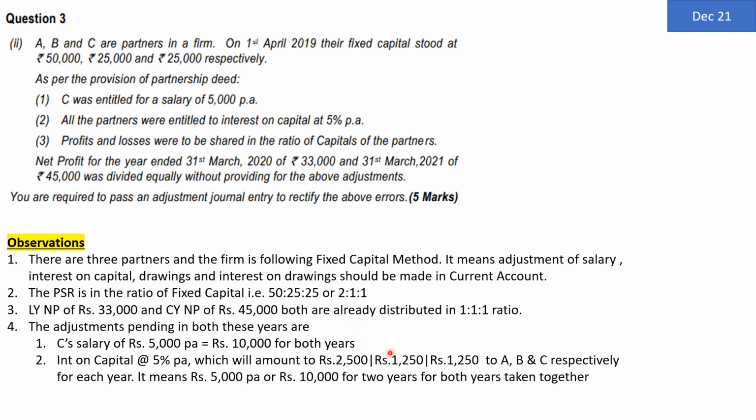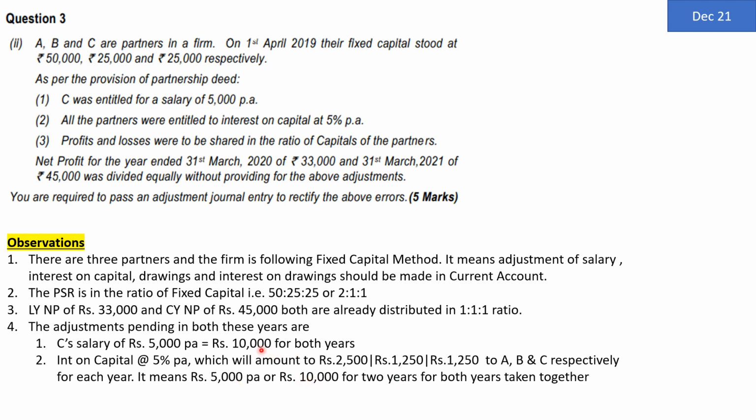25,000 into 5% is equal to 1,250, and again 25,000 into 5% is equal to 1,250 for A, B and C respectively for each year. Now since there are 2 years, that means the profit will be rupees 5,000 per annum, 2,500 plus 1,250 plus 1,250, that is 5,000 per annum, or we can say 10,000 for 2 years for both the years taken together.